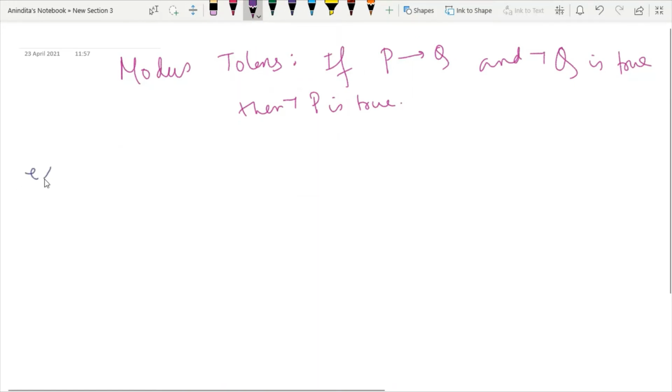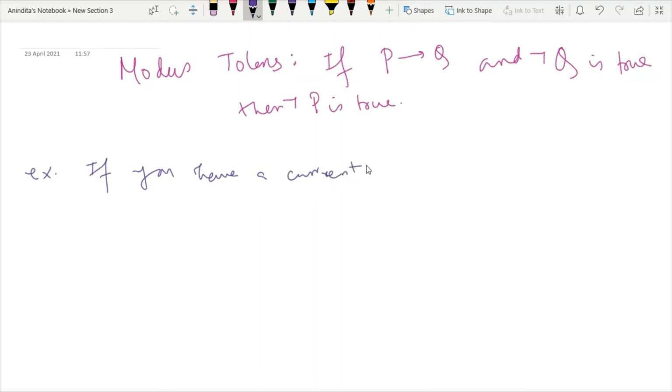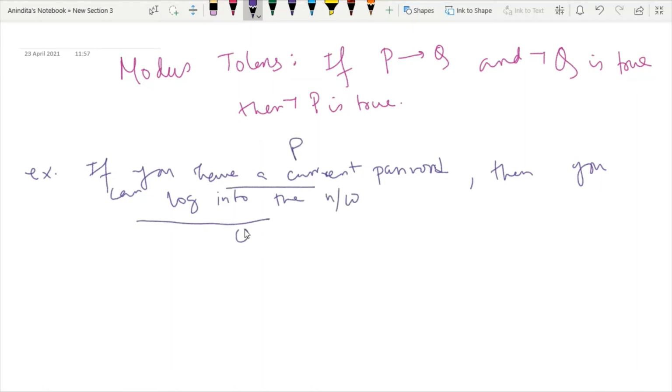Whenever you are gathering the first information from the environment, that is again, if you have a current password, then you can log into the network, it can be represented as P, and this portion will be Q. We have if then. Immediately this information will be converted as P implies Q. So this is your first information gathered.